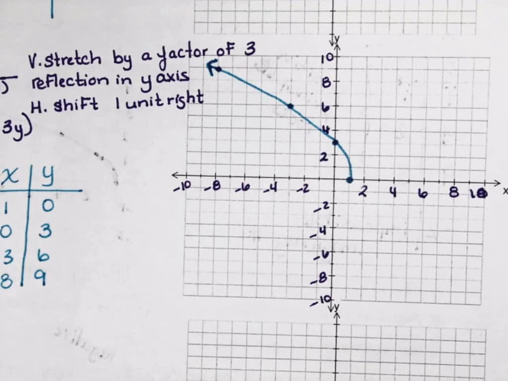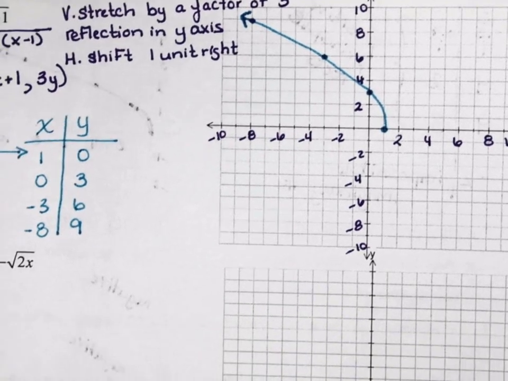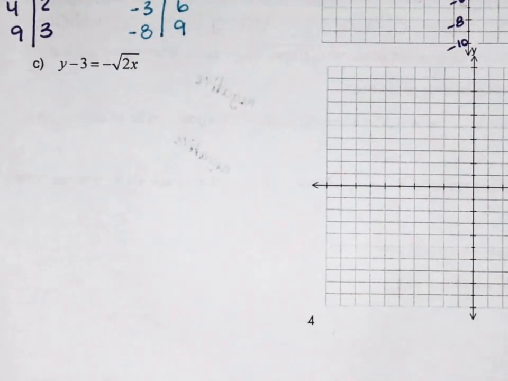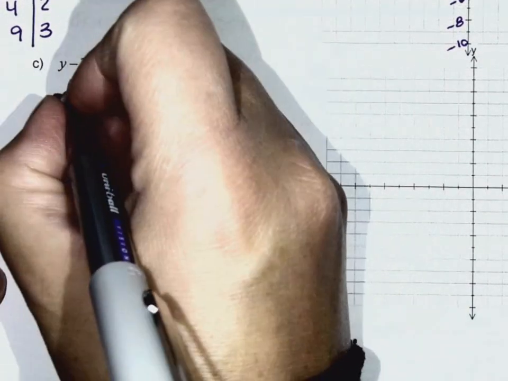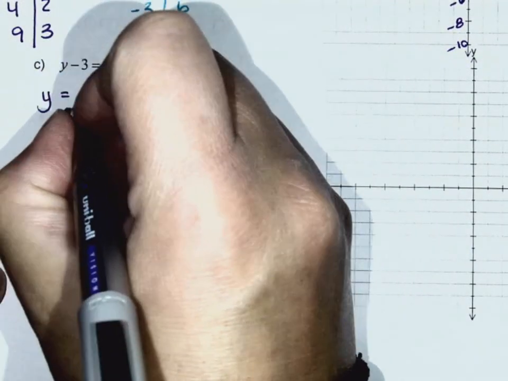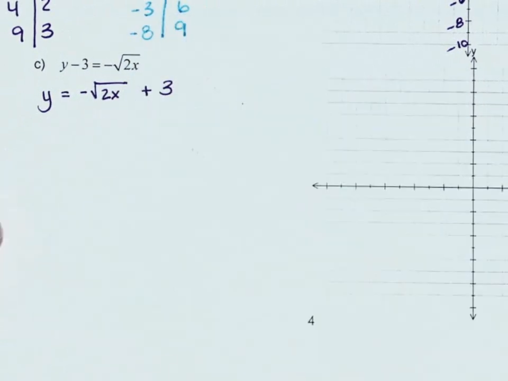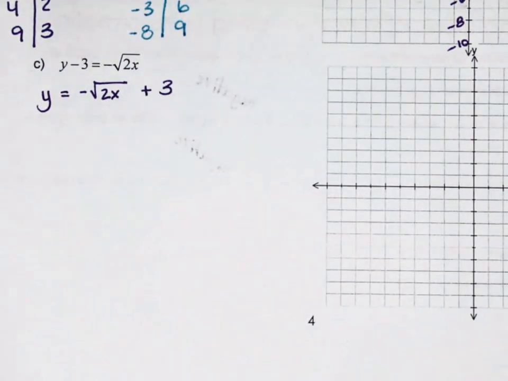Is the little bubble always right around the first 2 points? Yep, always the first 2. Okay. Again, I got to do a little bit of math before I can do my transformations here. I'm going to add 3 to both sides, so y equals -√2x plus 3. The 3 is outside of the radical sign.